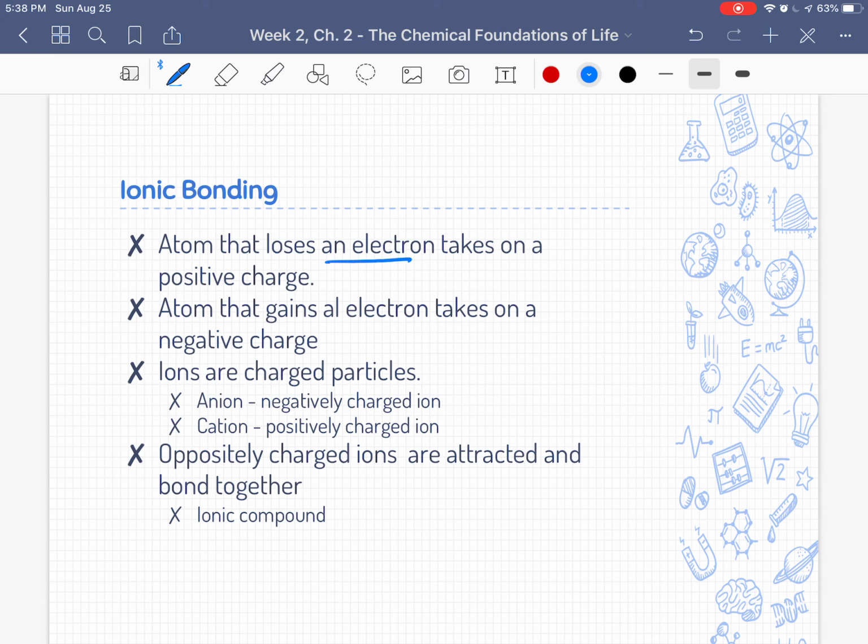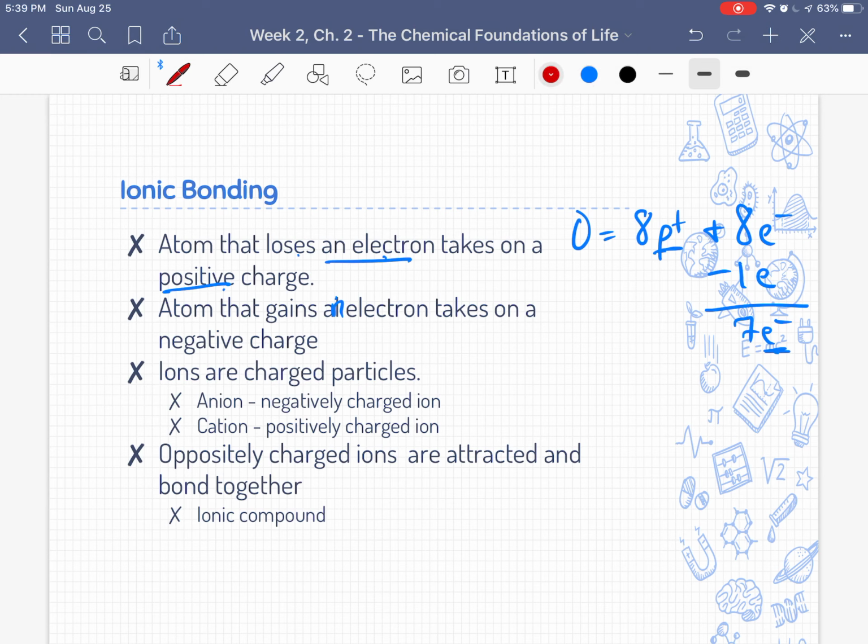Atoms that lose an electron take on a positive charge. So if I'm talking about oxygen, and oxygen has 8 protons and 8 electrons, if I lose an electron, I now have 7 electrons. So I now have more positives than negatives. So atoms that lose an electron become positive. If I gain an electron, then I take on a negative charge.